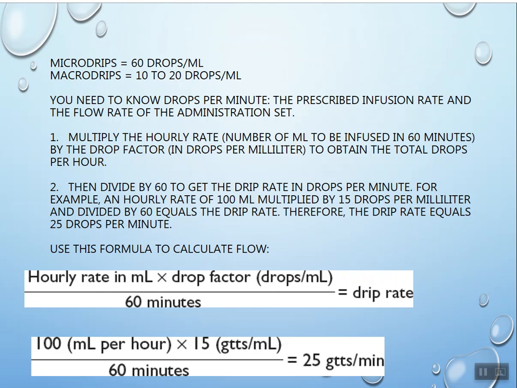So you can start out by counting it for 15 seconds and then timesing it times 4 if you'd like. That's fine. That'll get you in the ballpark, but then you should count it for a whole entire minute to make sure that it is correct.